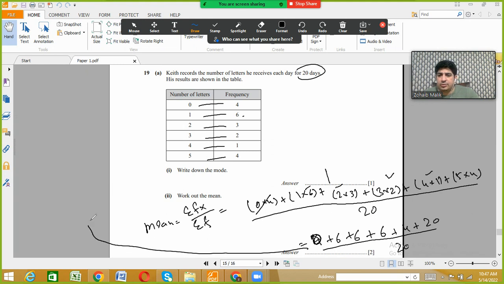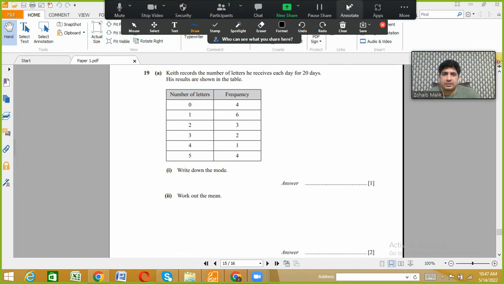So let's do it here. 6 plus 6 plus 6 is 18. 18 plus 4 is 22. 22 plus 20 is 42 over 20. Let's do cutting. 21 over 10, which is equal to 2.1. So the average is 2.1 letters.